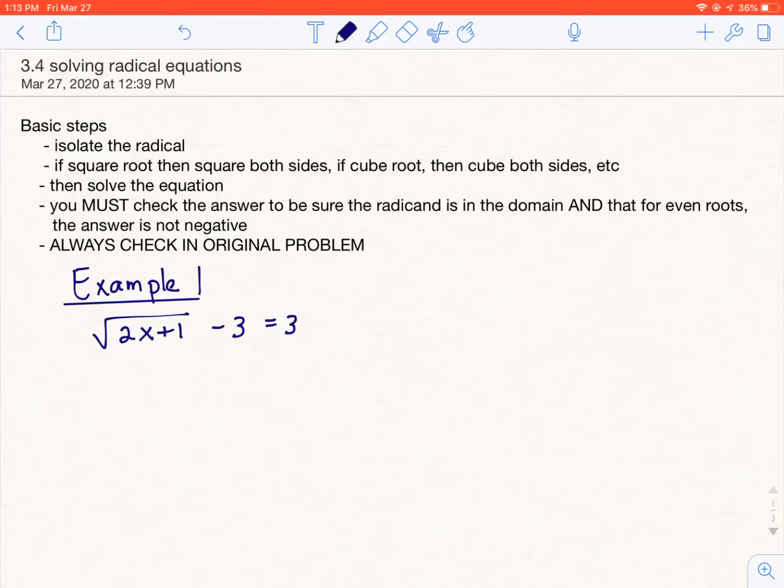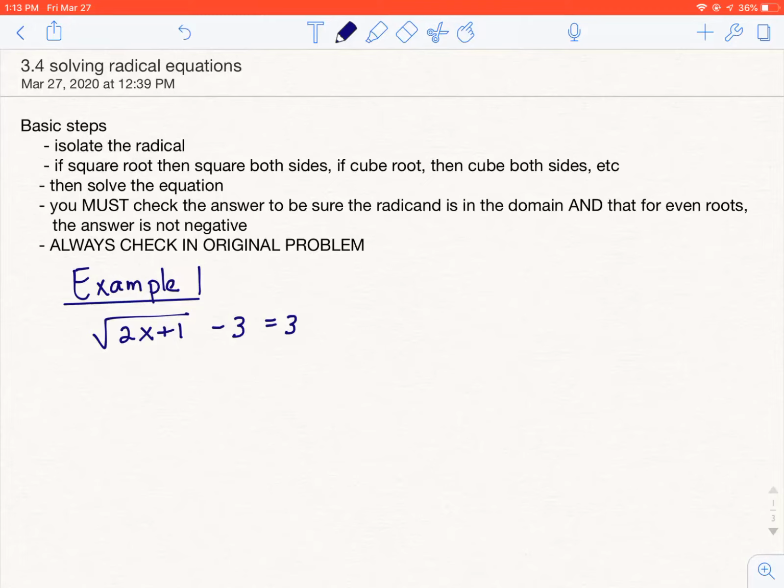Okay, this is also from section 3.4. It's solving radical equations, or equations with radicals in them. So the basic steps I typed up for you. The first one is isolate your radical. Get it on a side all by itself.